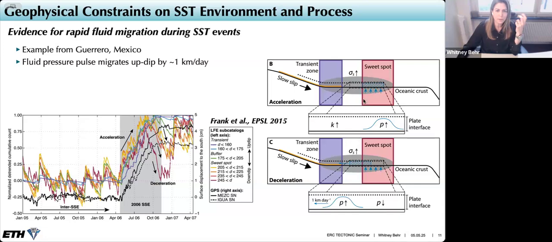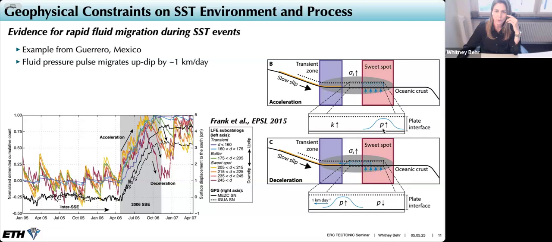And this was interpreted as in this cartoon, where at the start of the slow slip event, pore fluid pressures are high enough to generate failure from the transient zone to what's labeled this kind of sweet spot. This triggers an acceleration in low frequency earthquakes all across the slow slip zone. And this is interpreted in this paper as a breaching of the upper plate seal and transient increases in permeability all along the interface.